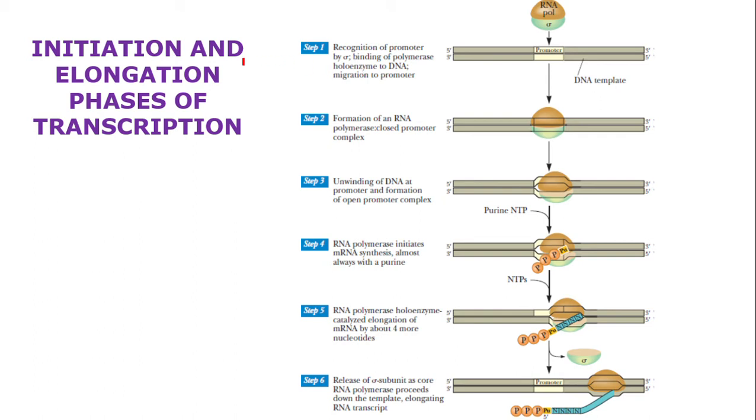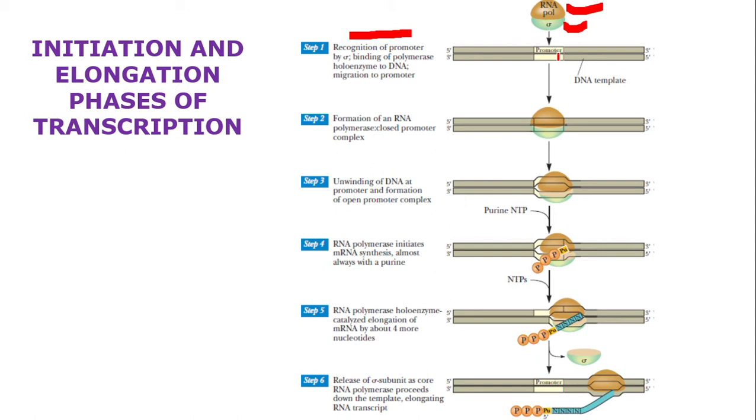What are the stages of transcription? We will see initiation and elongation. Recognition of the promoter by the sigma factor. Here you can see the sigma factor. This is the RNA polymerase. Here is the promoter.